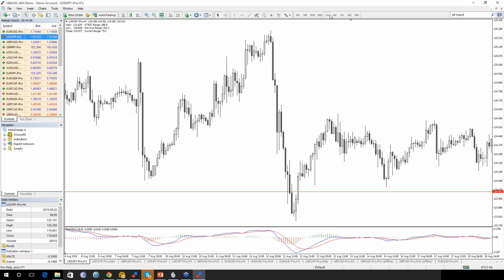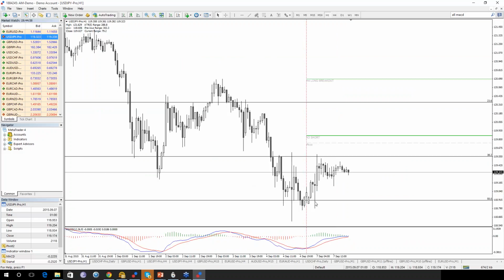I will show you right away here. Inverted head and shoulders. So yes, you need a lot of money to trade.